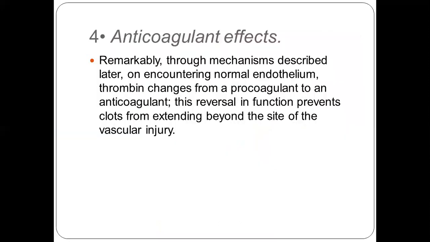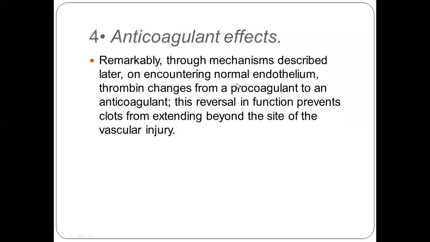Fourth is the anticoagulant effect of thrombin. Remarkably, through mechanisms described later, on encountering normal endothelium, thrombin changes from a procoagulant to an anticoagulant. This reversal in function prevents the clot from extending beyond the site of vascular injury.